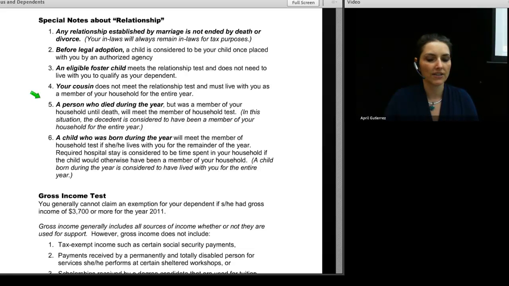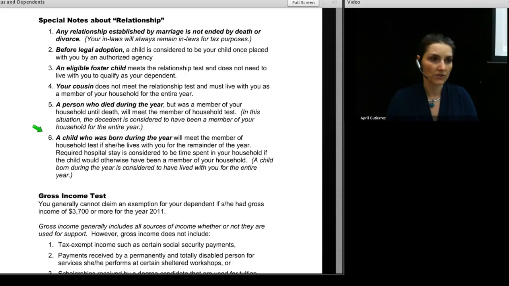A person who died during the year but was a member of your household until they died will meet the member of household test. In this situation, the decedent is considered to have been a member of your household for the entire year. So if you have a boyfriend who lived with you until June and then he died, and you have to look at how many months that person lived with you to meet the member of household test, you would say 12. Even though technically it wasn't even 6 months because he died in June, you will still state that he lived with you for 12 months because he lived with you up until the point he died.